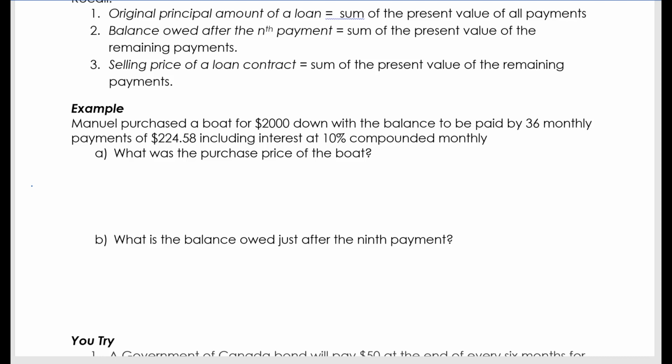So what was the purchase price of the boat? The purchase price is going to be equal to the down payment, because that's today's dollars, plus the present value of the monthly payments. That's the annuity part.